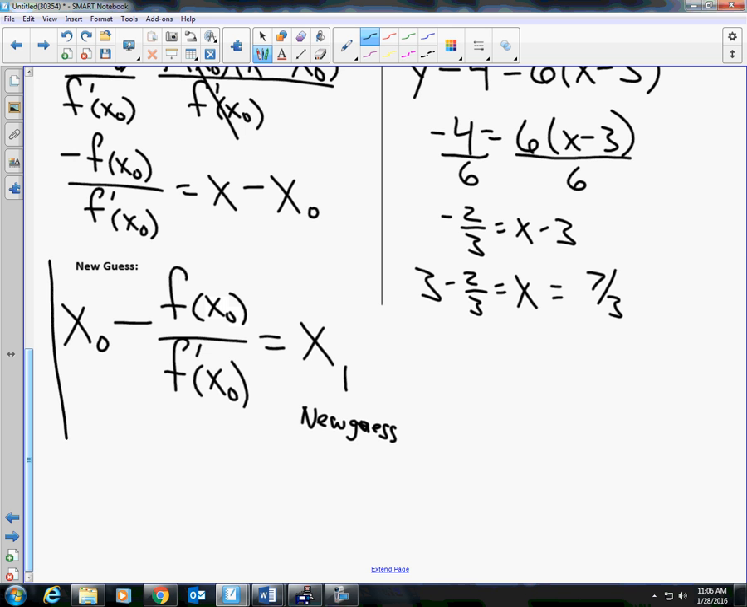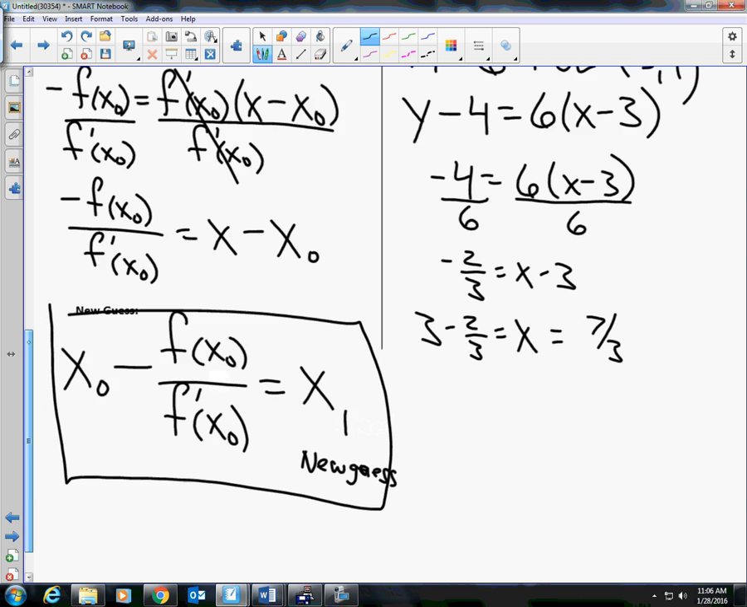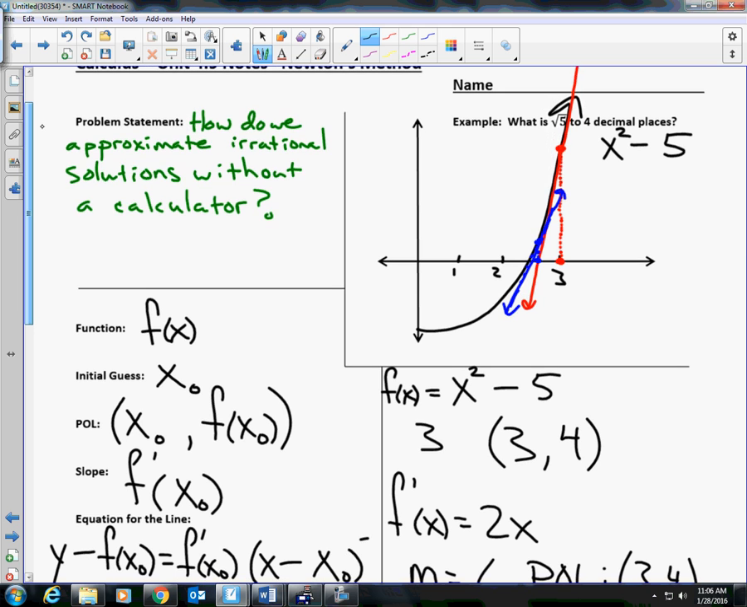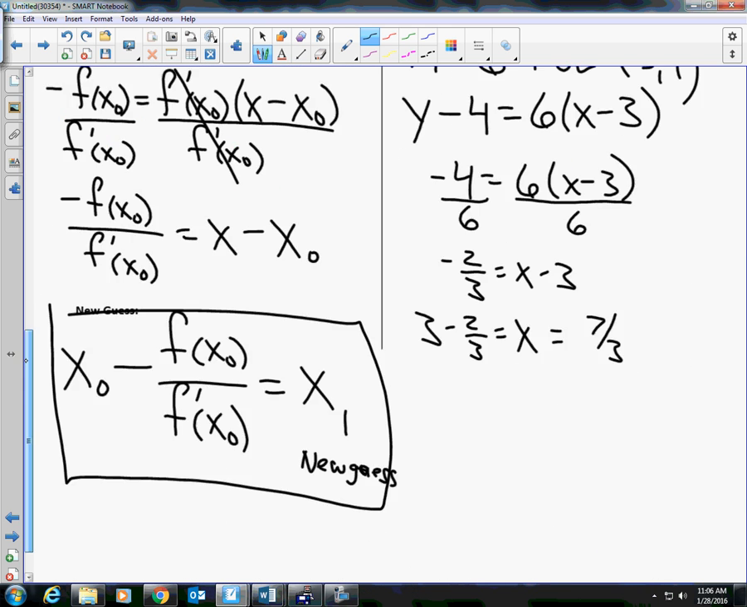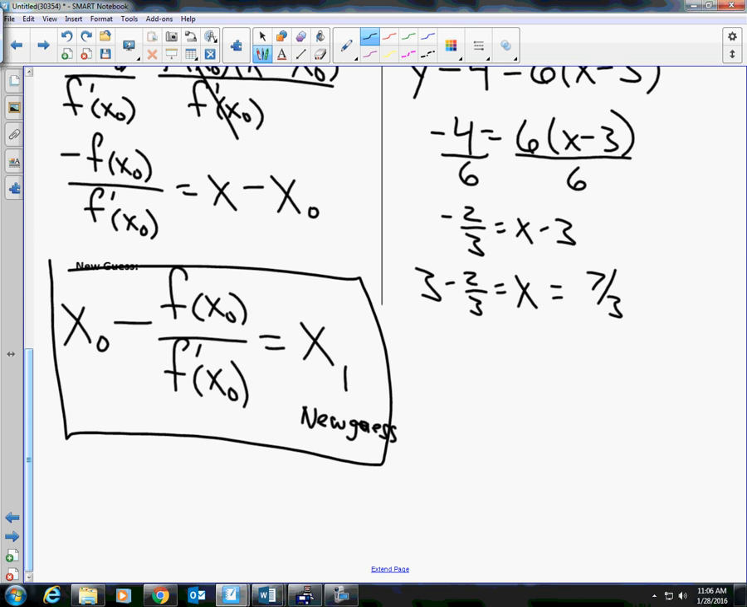This is the formula for Newton's method. It is genius. What does it do? It does what we saw up in the picture up there. It takes a guess. It finds the equation for a line tangent. It finds the x-intercept, and it does it like that.